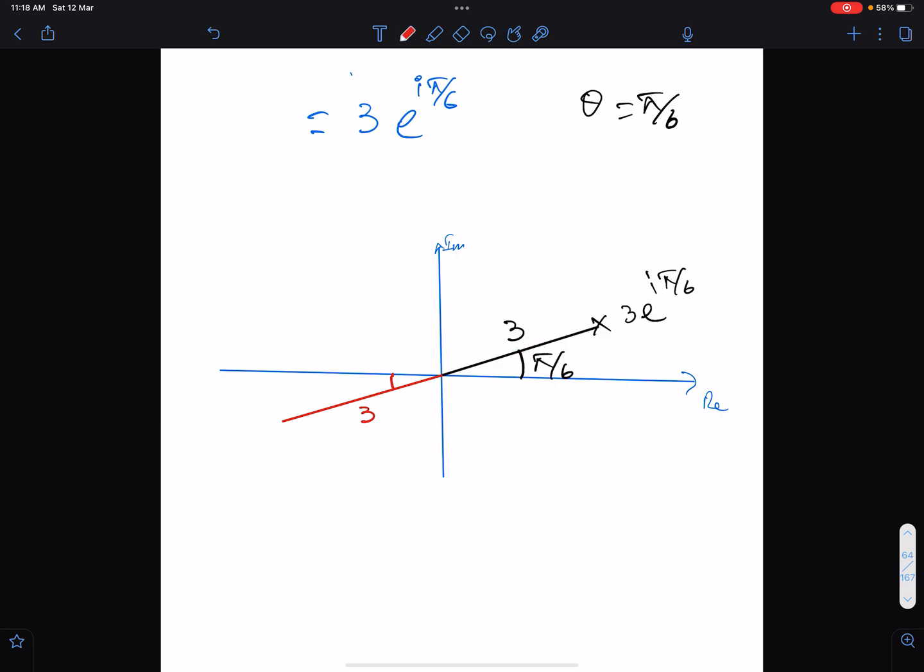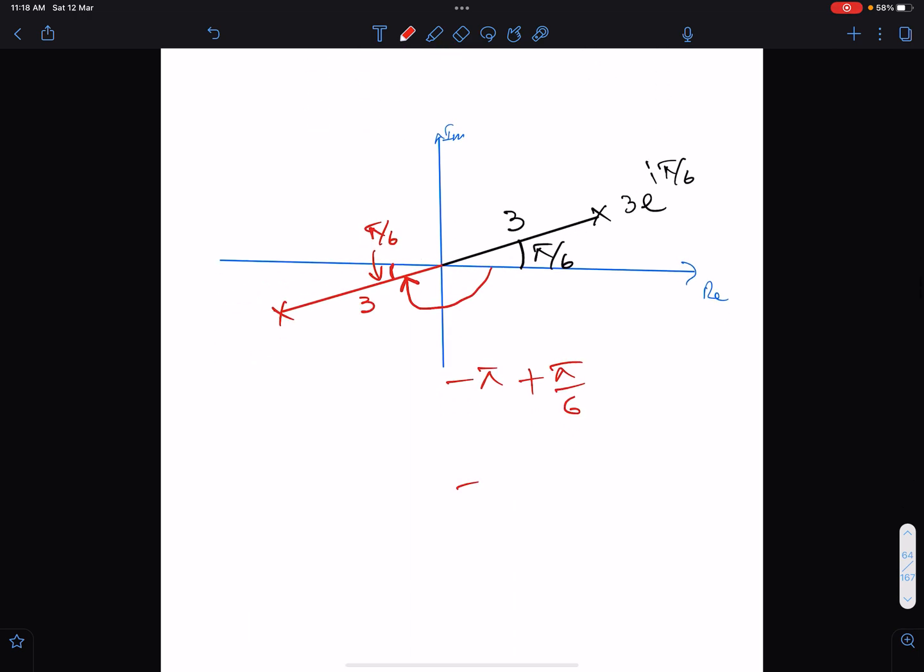According to vertically opposite angles, this angle should be pi by 6. But the argument of this second root must be this, because in the third quadrant we work in the clockwise direction. So the answer is minus pi plus pi by 6, which is minus 5 pi by 6. So this is the argument of the second square root.